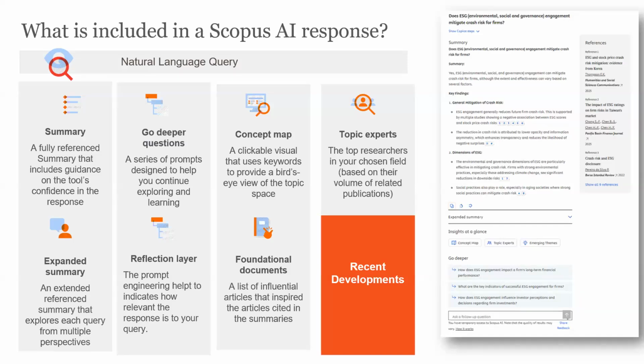Then it offers go deeper questions. These are a series of prompts that have been integrated into Scopus AI that help you to continue exploring and learning about your topic. Then there's a concept map. This is a clickable visual that uses keywords, the authors' keywords, to provide you with a bird's eye view of the topic. This is very valuable for also understanding the terminology around a research area.